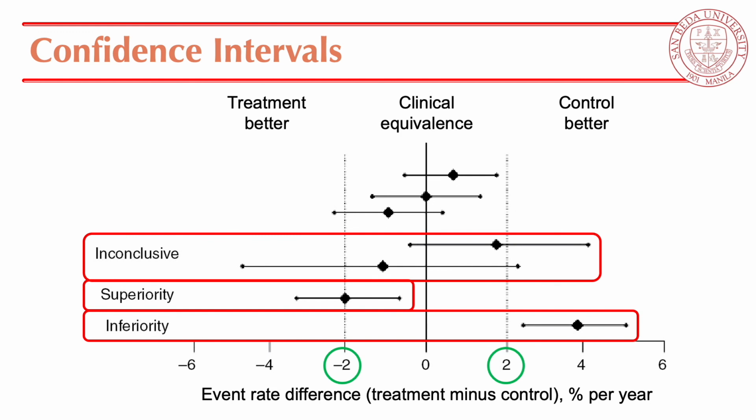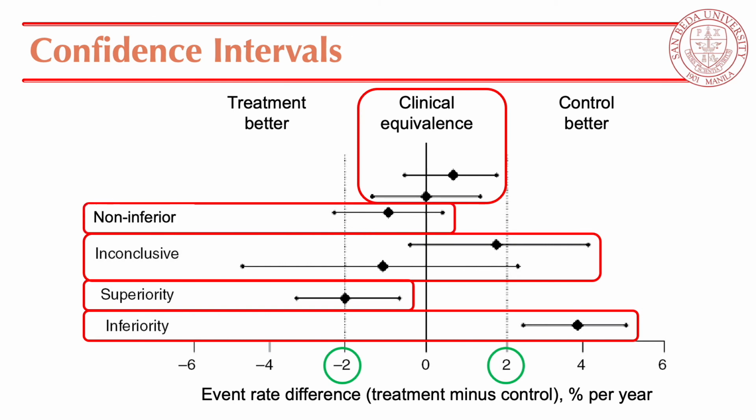Similarly, when one end reflects small unimportant benefit and the other end reflects small unimportant harm, the two treatments being compared are the same or equivalent. Finally, when one end reflects small unimportant harm and the other end reflects benefit, then the treatment is at least as good as or even better than the control, or in other words, non-inferior.